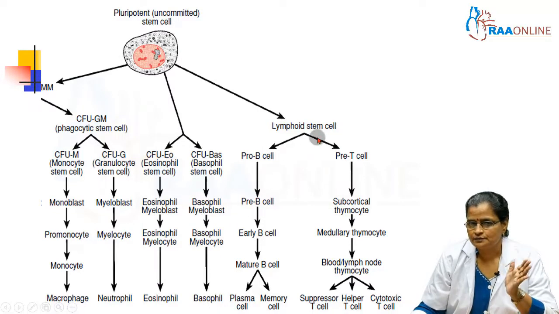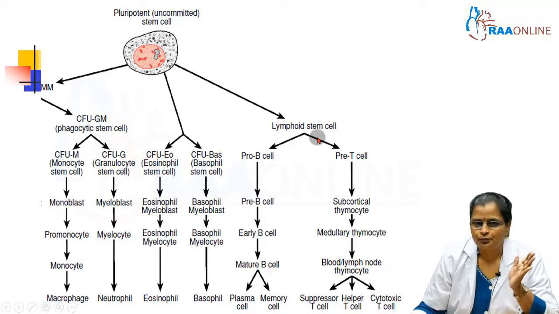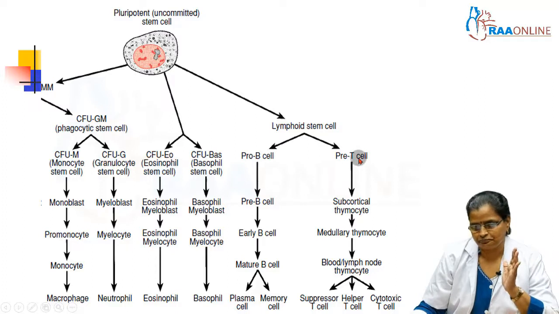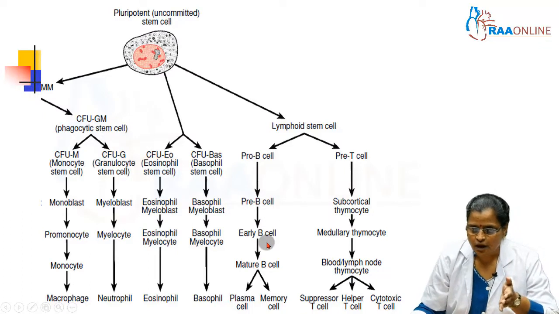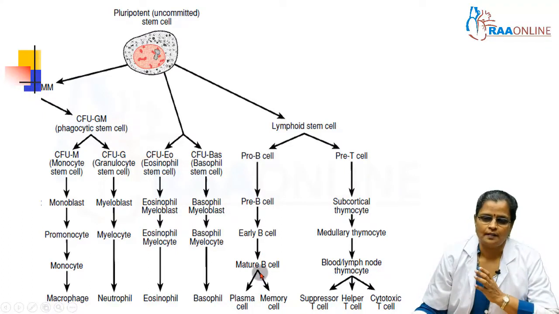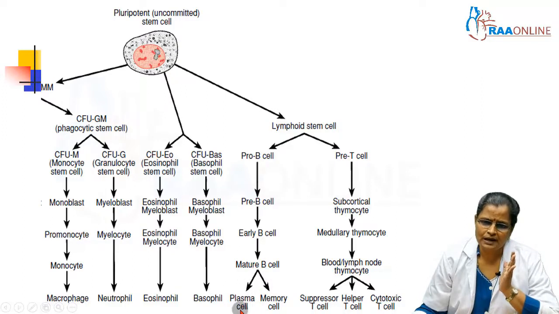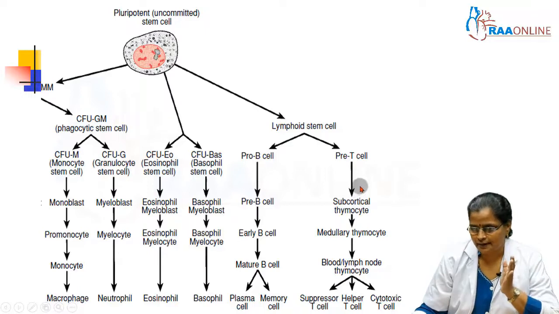Then the lymphoid stem cell, which also arises from the pluripotent hematopoietic stem cell, is cleaved into pro-B cell and pre-T cell. Pro-B cell forms pre-B cell, then early B cell and then mature B cell. The mature B cell will be transformed into plasma cell, and some cells will be converted into memory cells.